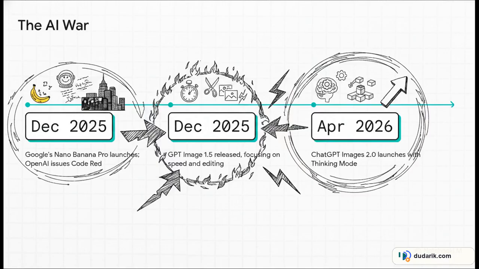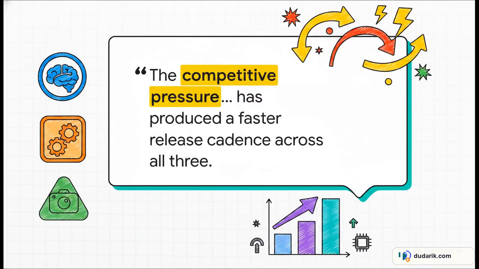Within days, they pushed out GPT Image 1.5, but that was really just a stopgap focused on generation speed and precise editing just to stay relevant. That code red warpath led directly to the April 2026 launch of ChatGPT Images 2.0, where OpenAI is striking back with an entirely new architecture. This whole era is really defined by extreme competitive pressure.